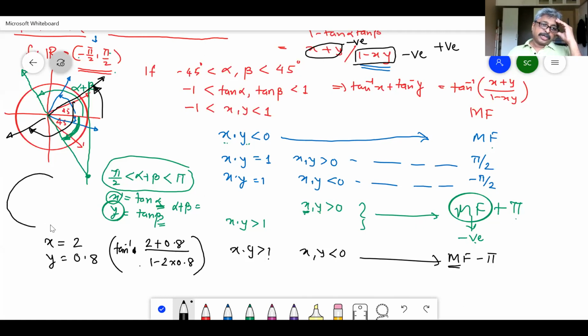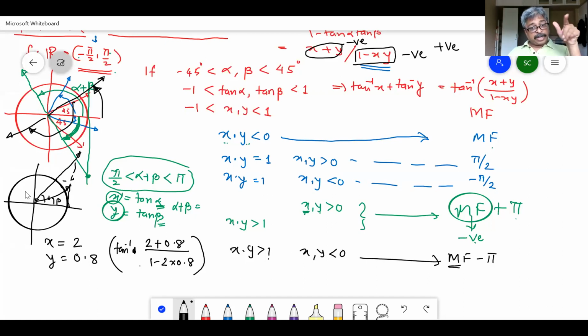Now let me show you here. X is 2. If x is 45, then it is this. X is 2 means this is 1, this is 2. This is my terminal. This is tan inverse 2. That is the angle alpha. And y is 0.8. So this is 1 and 0.8. So another ray is here. This is my beta. So of course alpha plus beta will enter into second quadrant.